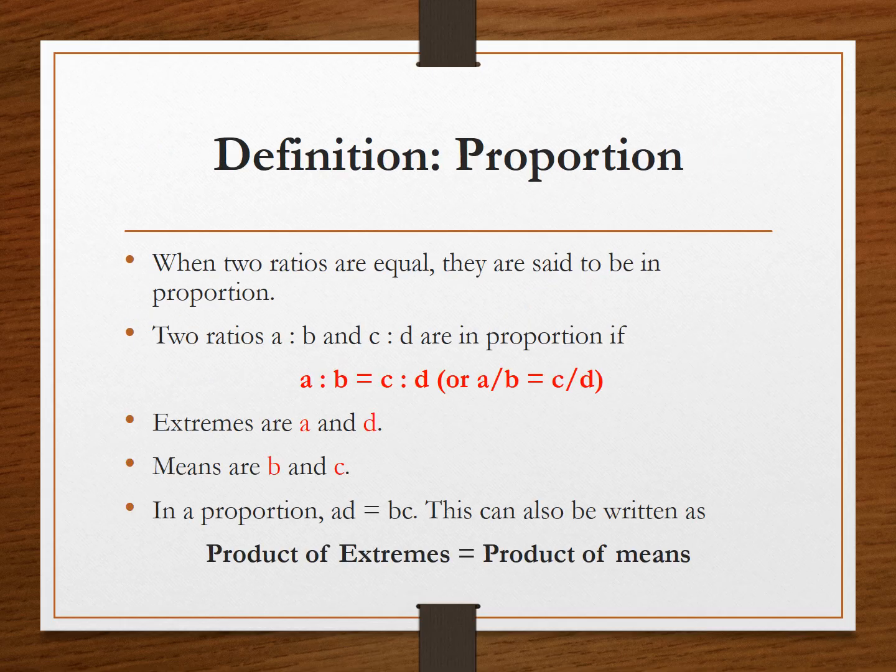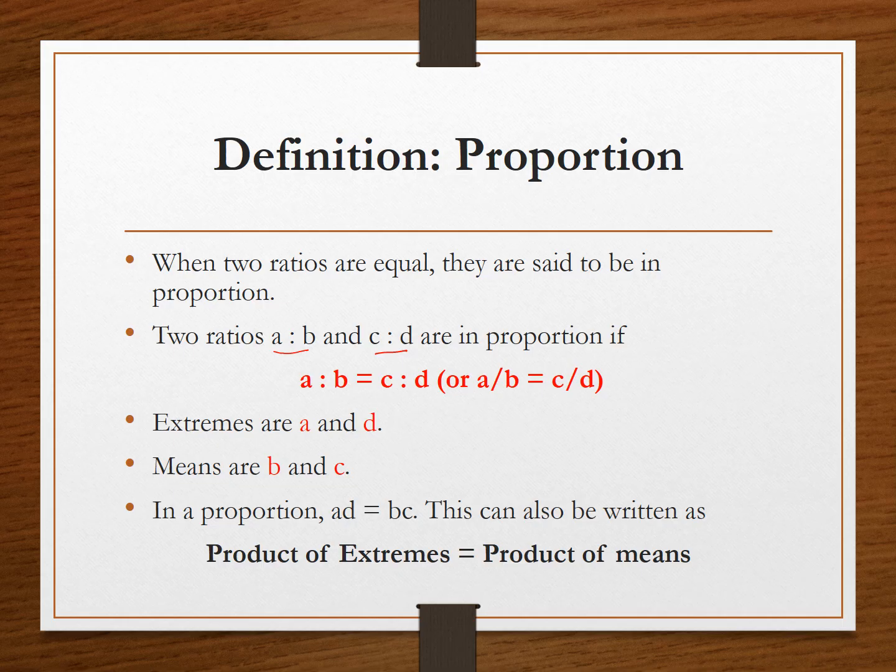Next definition is proportion. When two ratios are equal, they are said to be in proportion. Here we have two ratios. First is A ratio B and second is C ratio D. If both ratios are in proportion, that can be written as A ratio B is equal to C ratio D. Or in fraction form, it can be written as A over B is equal to C over D. Here, A and D are extremes and B and C are means. In a proportion, it can be written as AD is equal to BC. This can also be written as product of extreme is equal to product of mean.